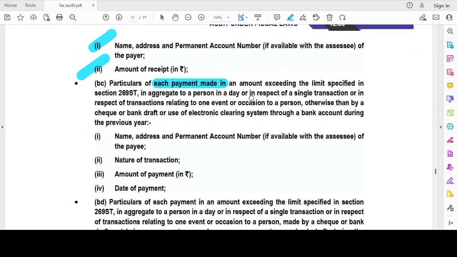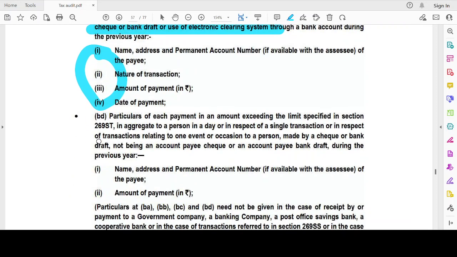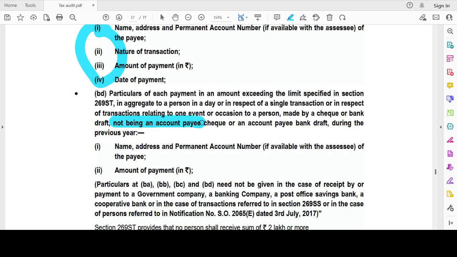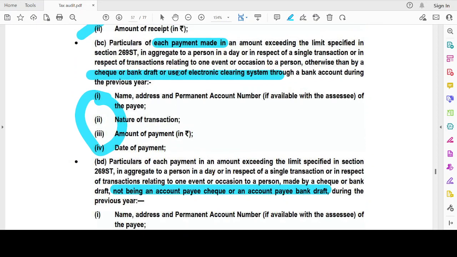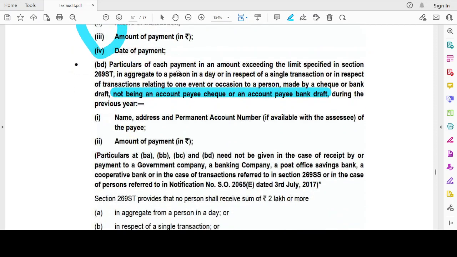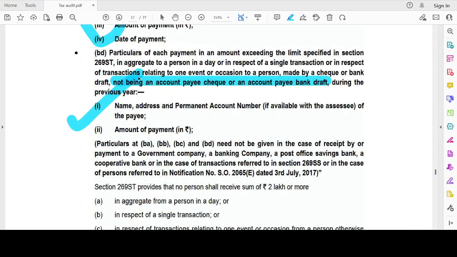Now, here, each payment made exceeding the limit specified in aggregate to a person in a day, or in respect of a single transaction, or in respect of transactions relating to one event, made other than by cheque or bank draft or ECS, that is, other than by banking modes. What are the amounts? Name, nature, payment, and date. Now, other than by account payee cheque or account payee bank draft. Even if it was through a bank, but within this I have not used the account payee cheque or account payee bank draft, then it has to be reported in BD also.